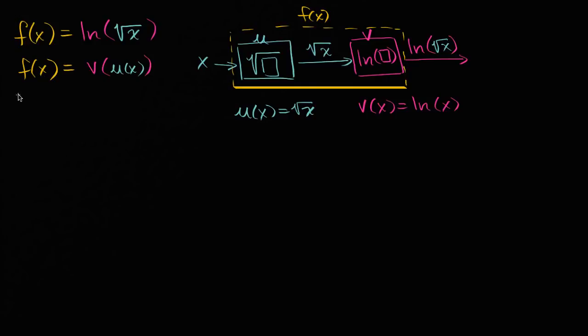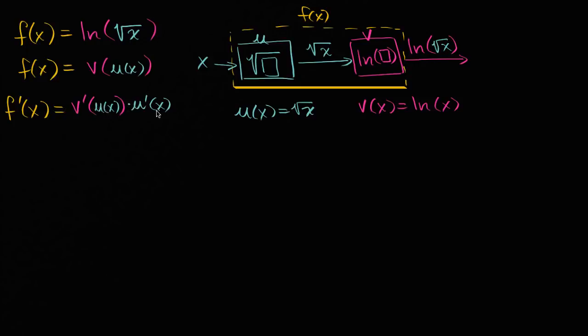And the chain rule tells us that f prime of x is going to be equal to the derivative of the outside function with respect to this inside function. So it's going to be v prime of u of x, times the derivative of this inside function with respect to x. So that's just u prime of x.